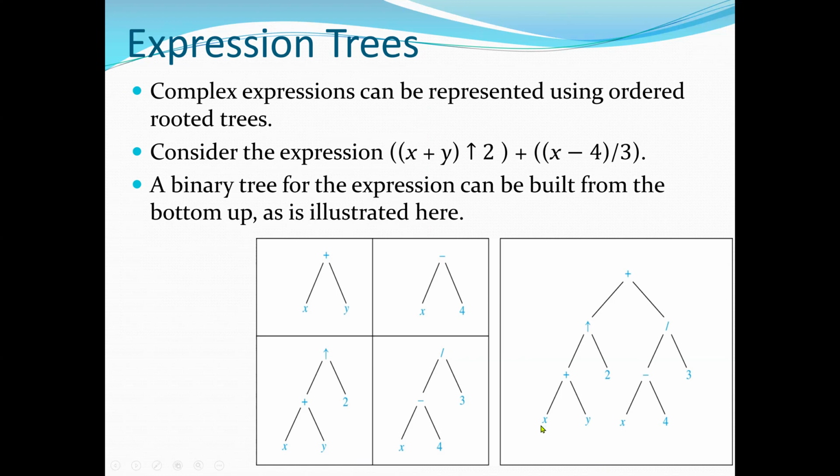So here we can read it. The evaluation will be from down up. So x plus y, the answer here, we square it by 2. Then we keep it. We can't go to the root yet. We need 2 expressions here, then we go through. So we keep the answer here. Then we have x minus 4 divided by 3, so division. When we get the answer now, the root is plus, so we can add the left and right subtree results.